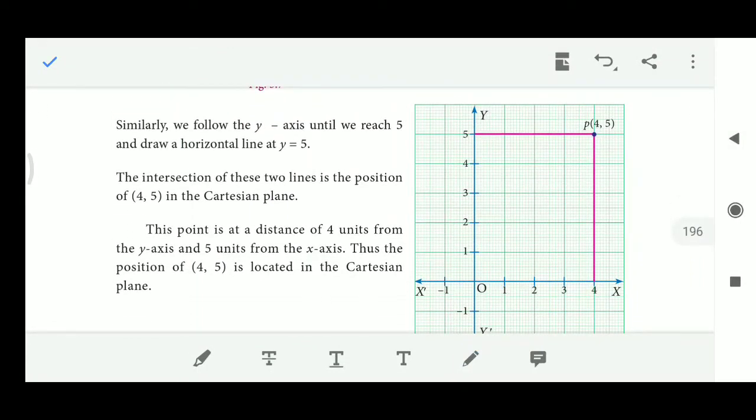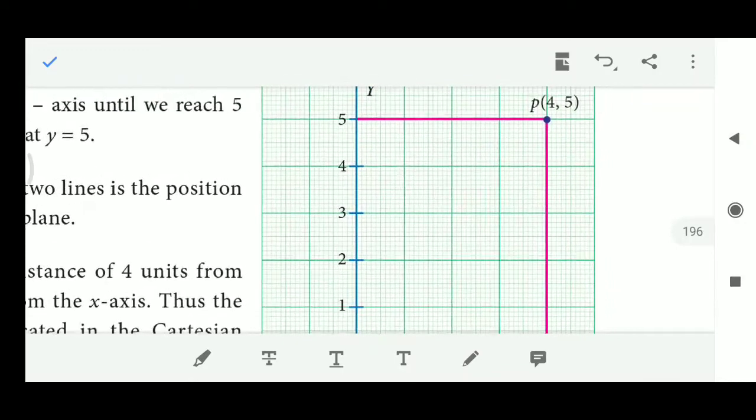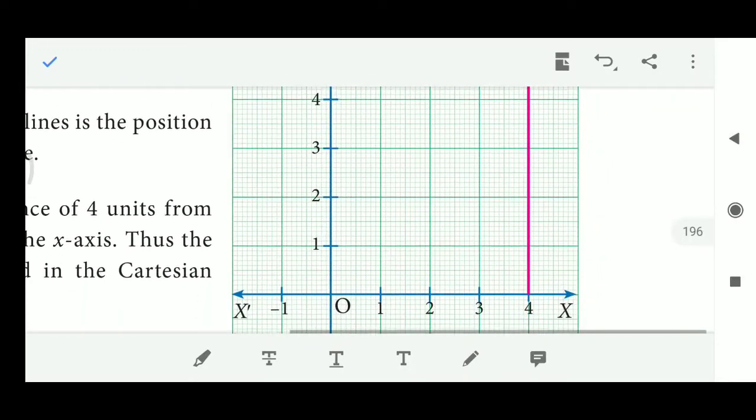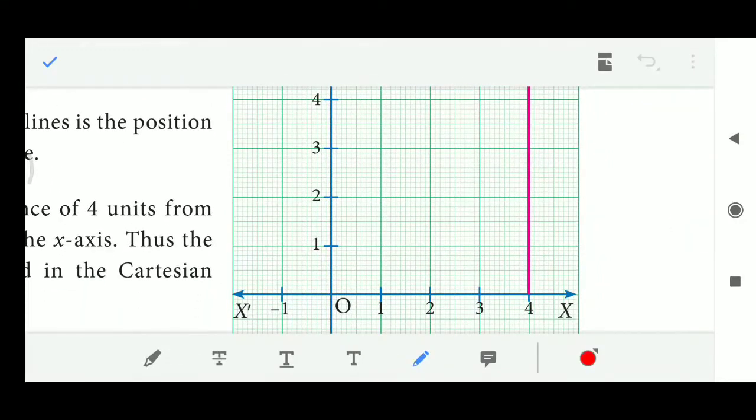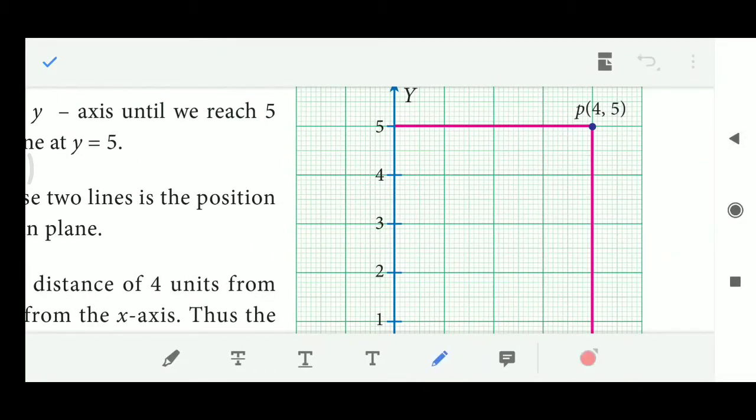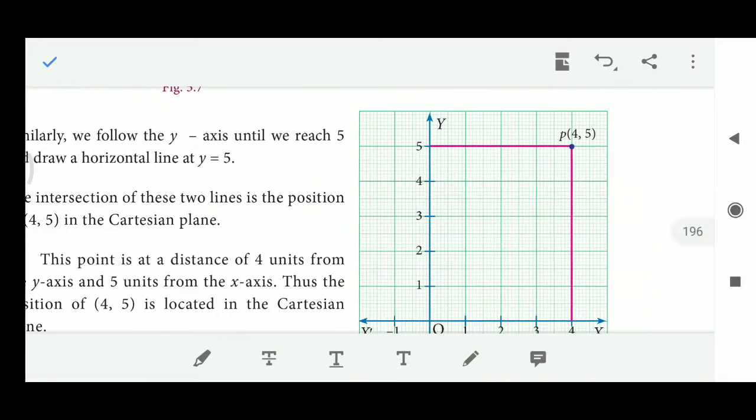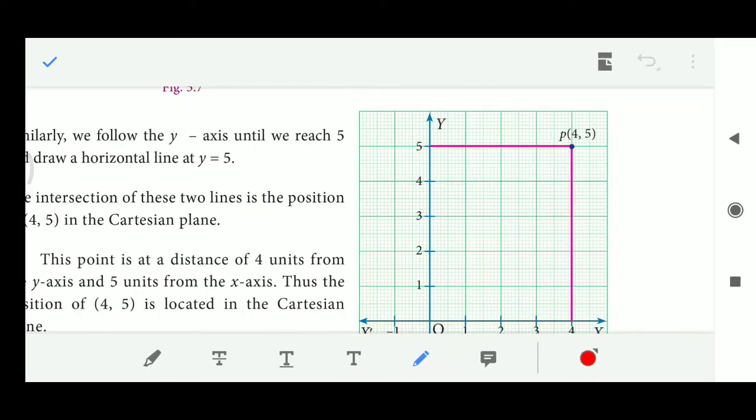For example, if you take the point (4, 5), the 4 means the x coordinate and 5 means the y coordinate. So if you plot the point like this, 4 and 5, and intersect those two values, you will get the point which lies on the first quadrant. Like that you can plot the points and find in which quadrant the point lies.